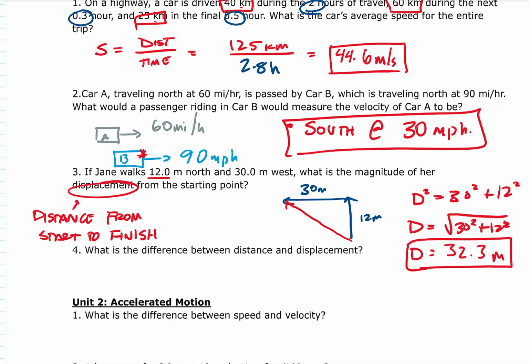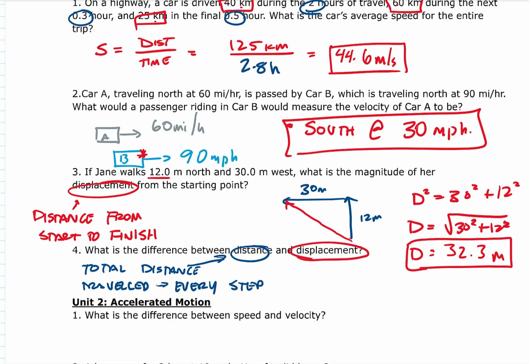What's the difference between distance and displacement? Distance is your total distance traveled. So think of it as every step. For displacement, that's just the distance from start to finish.